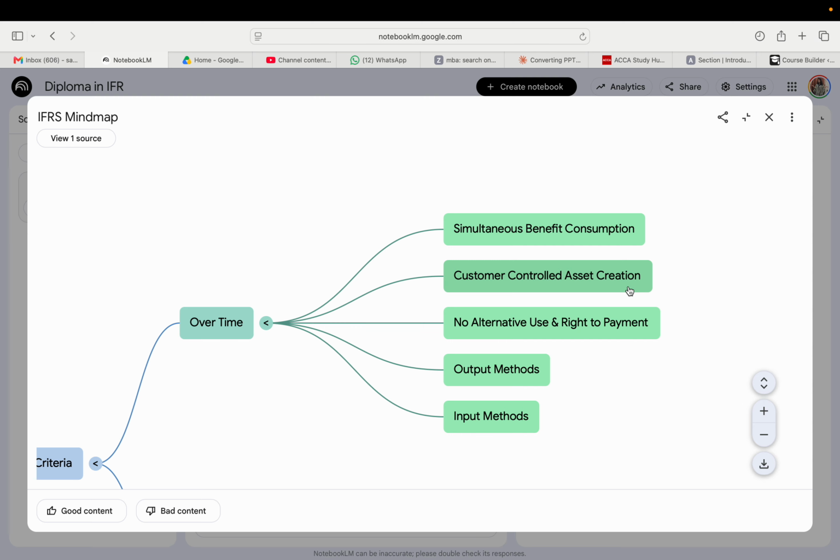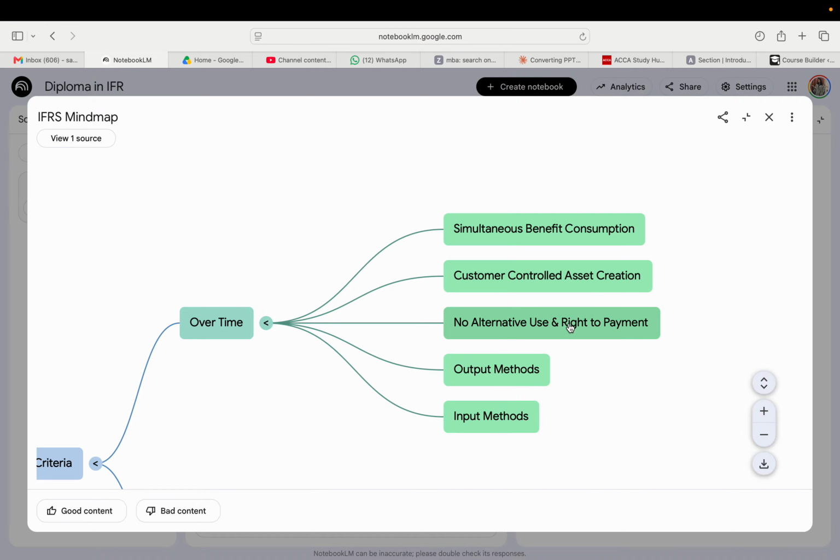Okay. Customer is having control. The minute the asset is created, the customer has that control. It is not something that I'm storing right now and after some point in time giving that control to the customer. It's not like that. The minute the asset is created, the customer has that control. For example, the minute I'm creating this video right now, you have the control over this video.